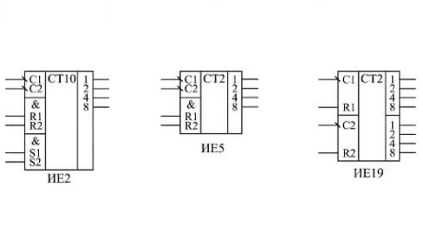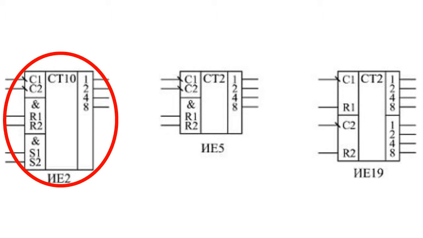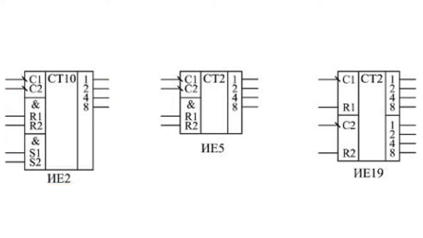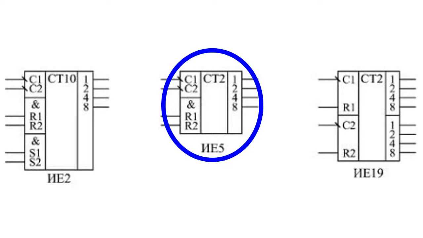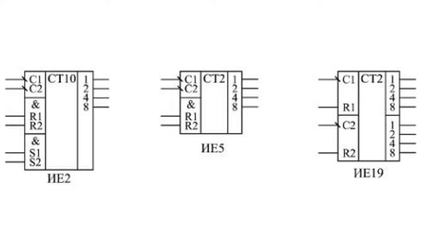There are not so many asynchronous counters in standard series of digital circuits. For example, a 4-bit IE2 binary decimal counter, a 4-bit IE5 binary counter, and an 8-bit IE19 binary counter. All asynchronous counters work on the negative edge of the S input signal. In counter schemes, outputs are indicated 0, 1, 2, 3 as the numbers of output bits of the binary code, or 1, 2, 4, 8 as the weight of each bit of the binary code.